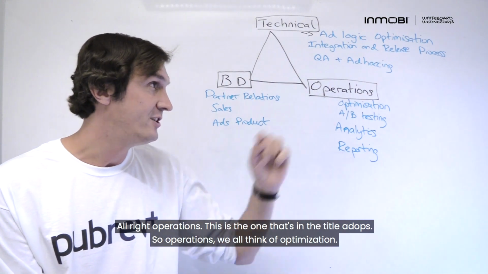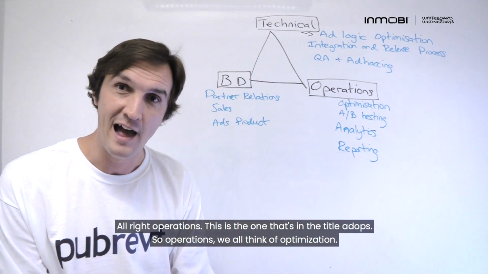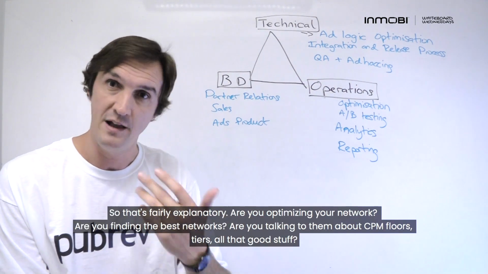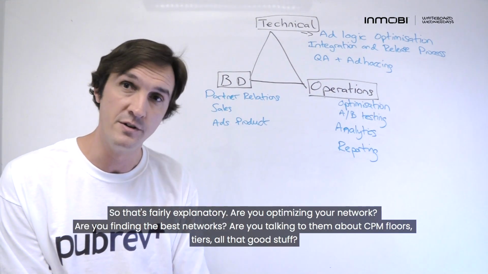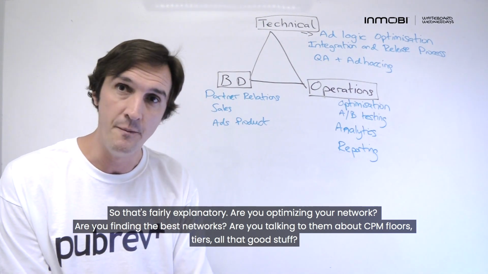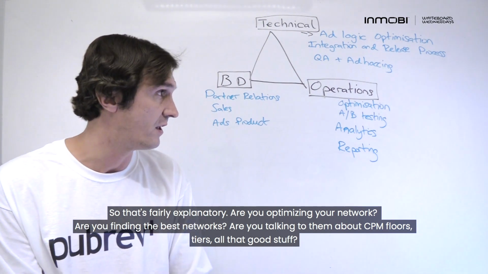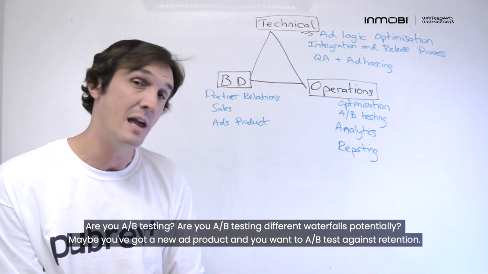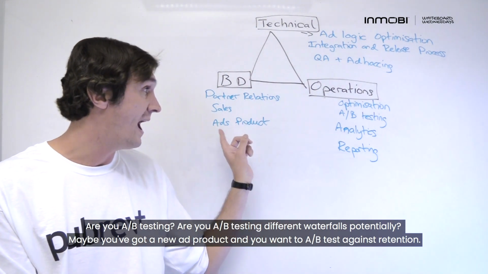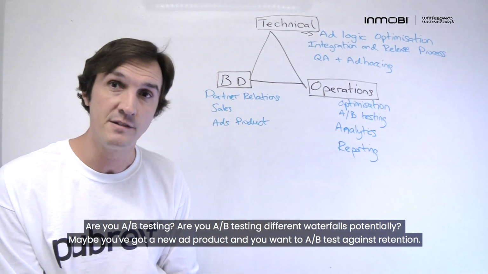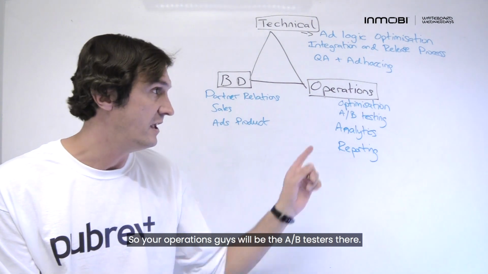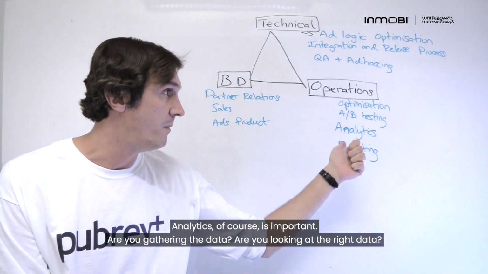All right, operations. This is the one that's in the title, ad ops. With operations, we think of optimization. That's fairly explanatory. Are you optimizing your networks? Are you finding the best networks? Are you talking to them about CPM floors, tiers, all that good stuff? Are you A/B testing different waterfalls potentially? Maybe you've got a new ad product and you want to A/B test against retention. So your operations guys will be the A/B testers there.